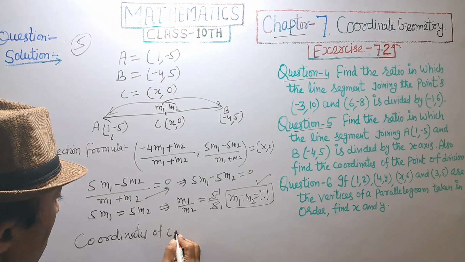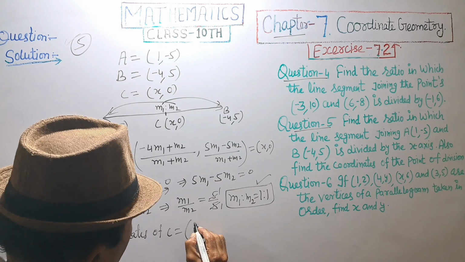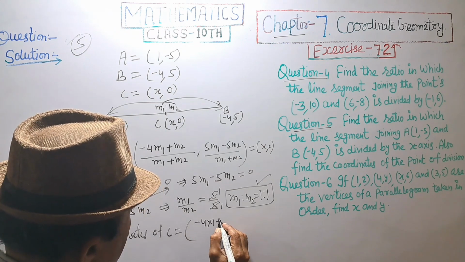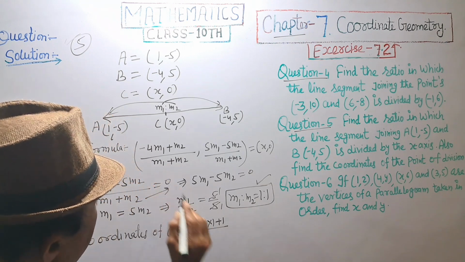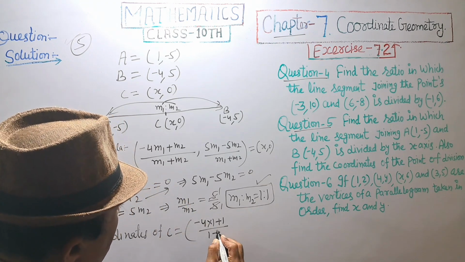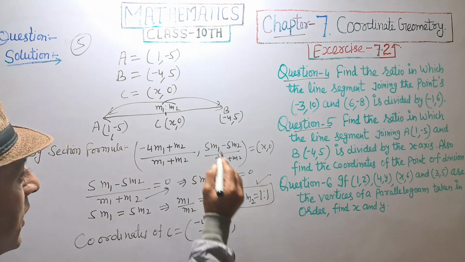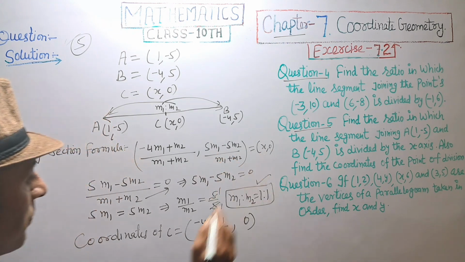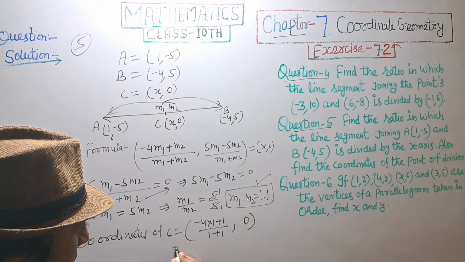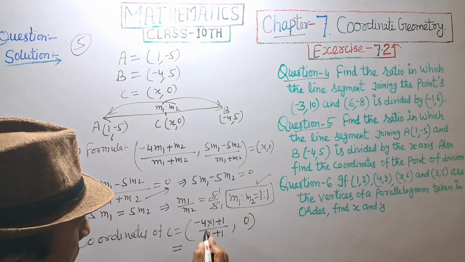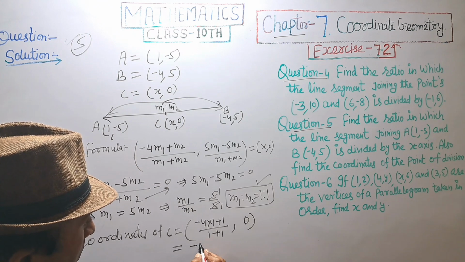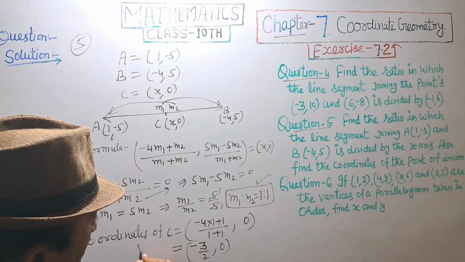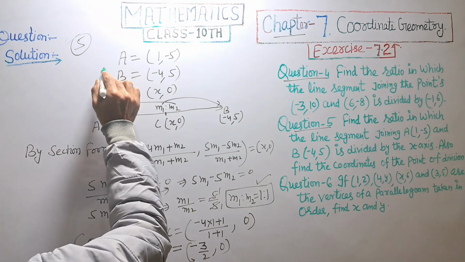Coordinates of C is equal to (-4 multiplied by 1 plus 1) divided by (1 plus 1), and second part, 5 minus 5, that is 0. This is equal to -3 divided by 2 comma 0. These are the coordinates of C.